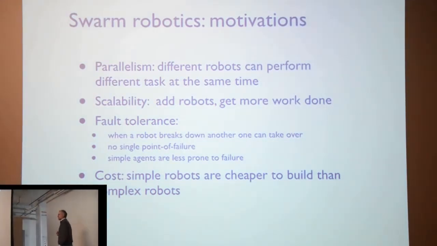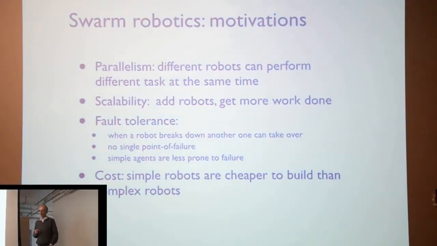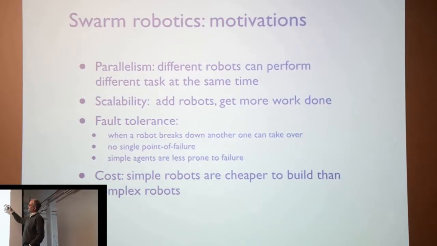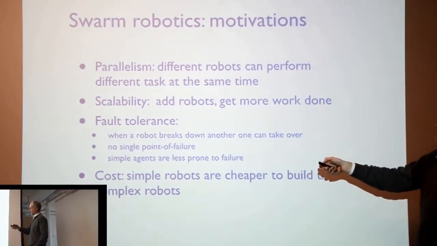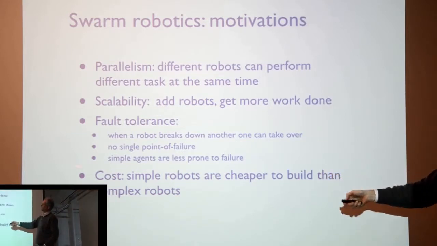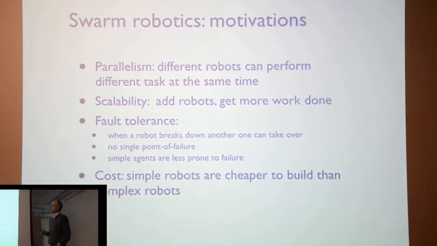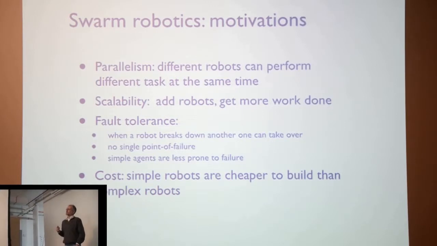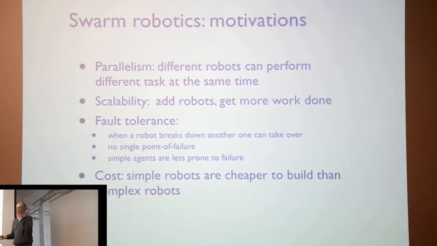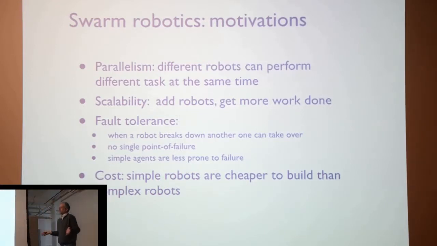Okay, so what are the motivations? Why do we want to do research in swarm robotics? There are a number of reasons. I've summarized them under 4 terms: parallelism, scalability, fault tolerance, and cost. The first is parallelism, because we have many different robots that can perform different tasks at the same time. Okay? So basically, you can throw a bunch of robots on the ground, and then they can work in parallel.